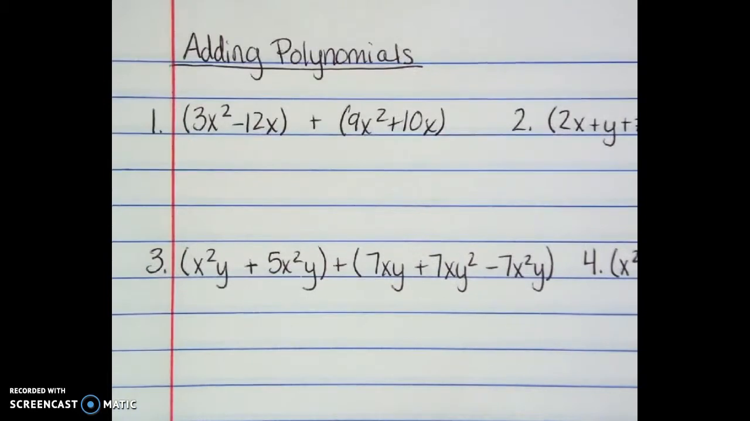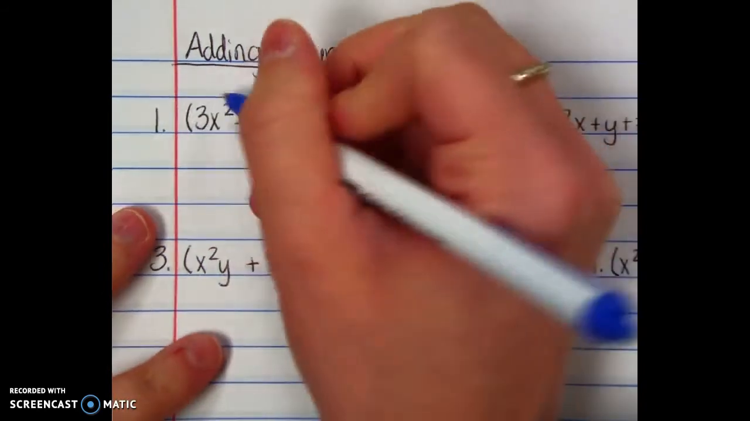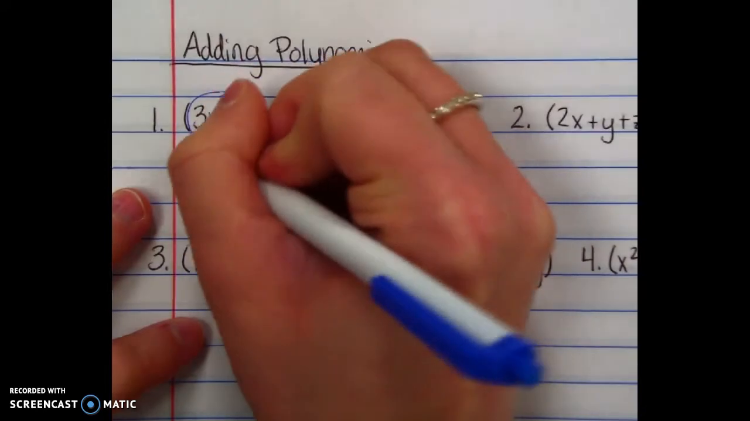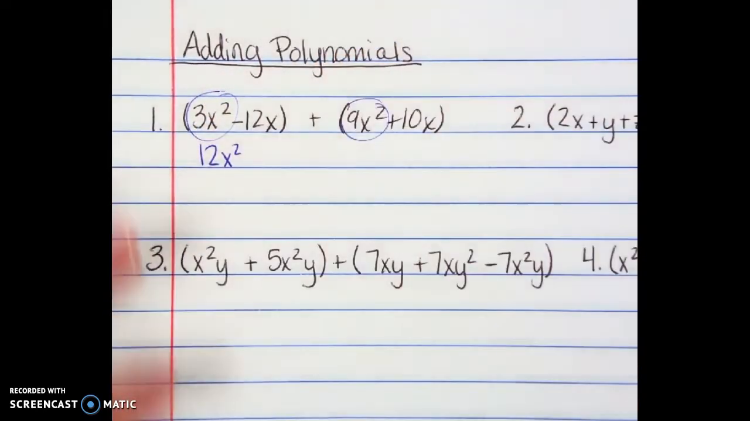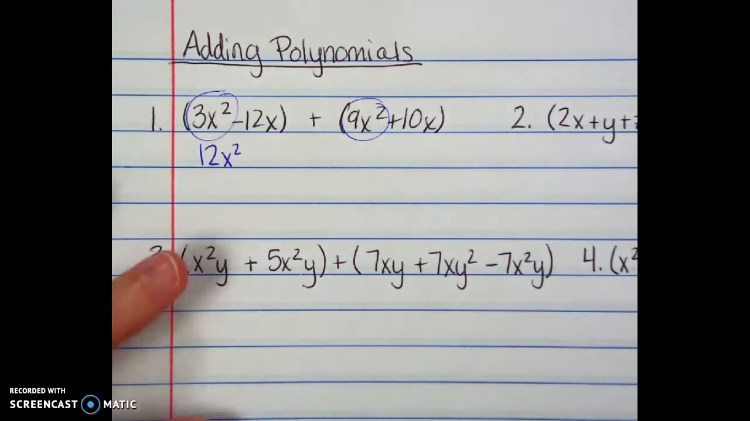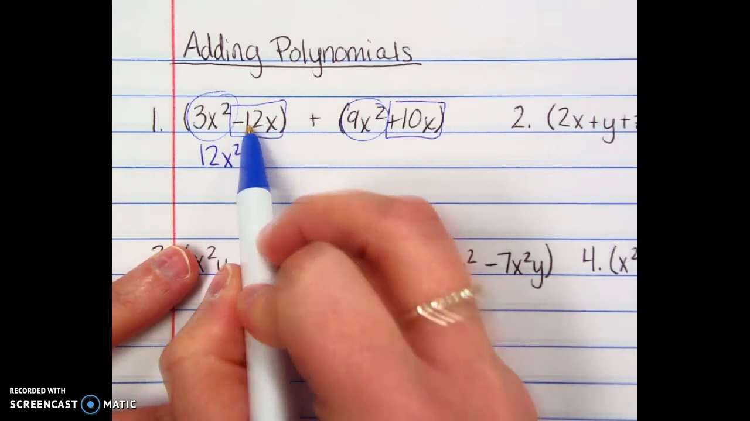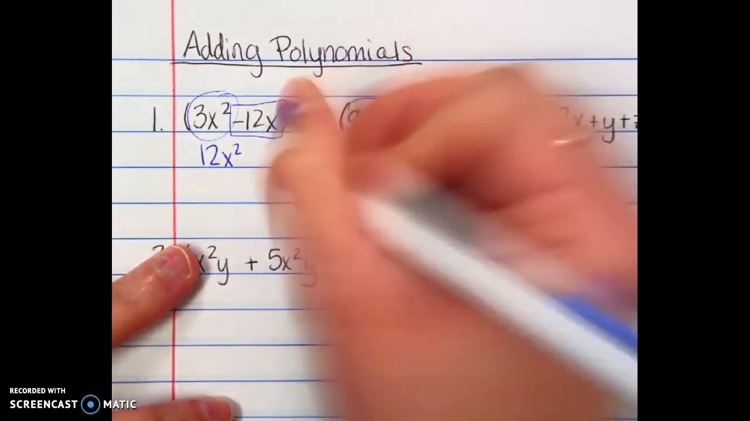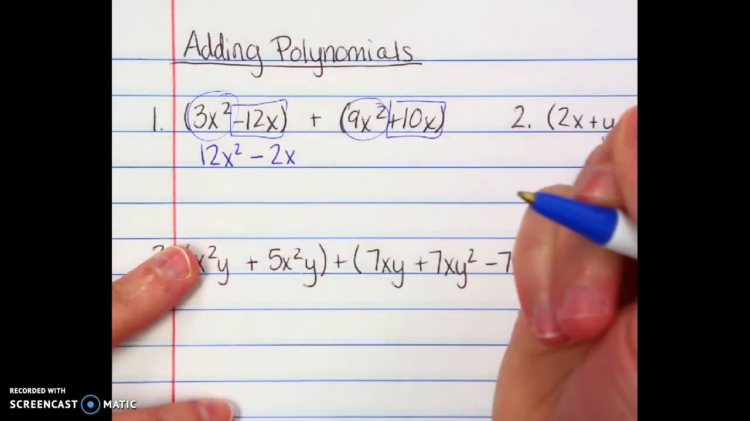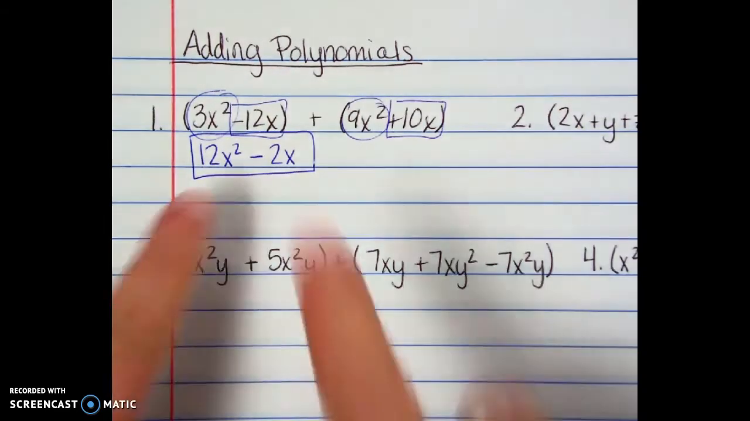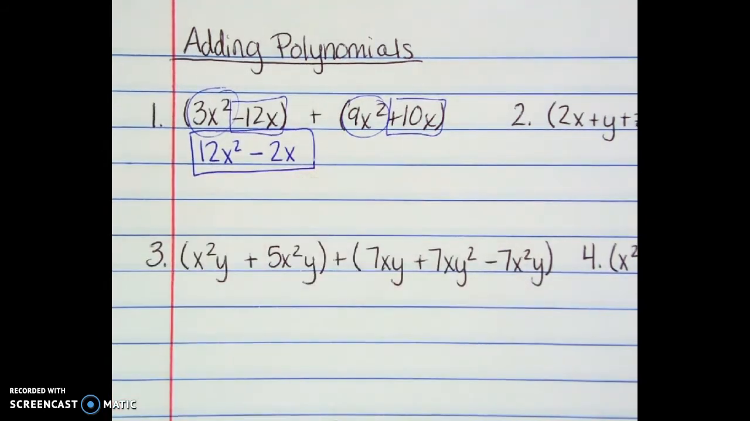So for combining like terms or adding polynomials, you combine, obviously, like terms. So I have an x squared and an x squared. 3 plus 9 is 12x squared, so the variable and the exponent stay the same. Now I have an x and an x. So negative 12 plus 10 is negative 2x. Okay, I cannot go any farther because I can't combine those because of the exponent. Okay, so that's that one.